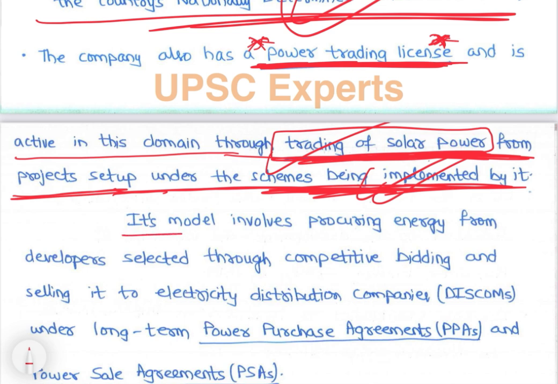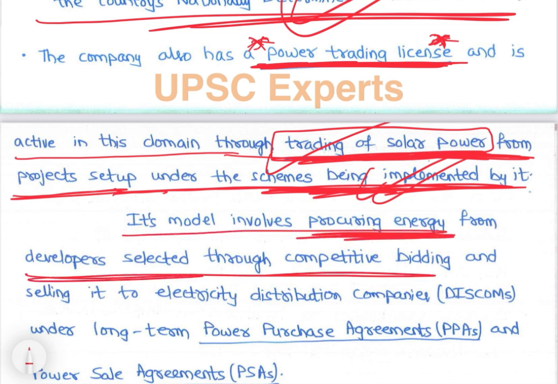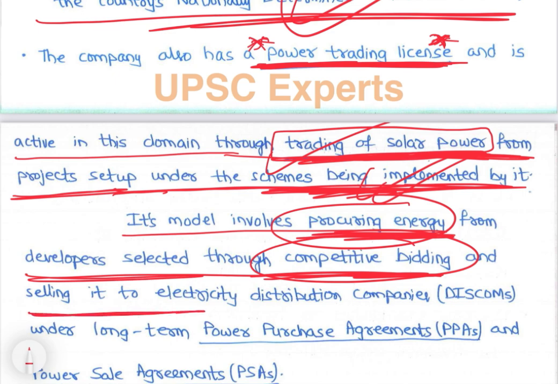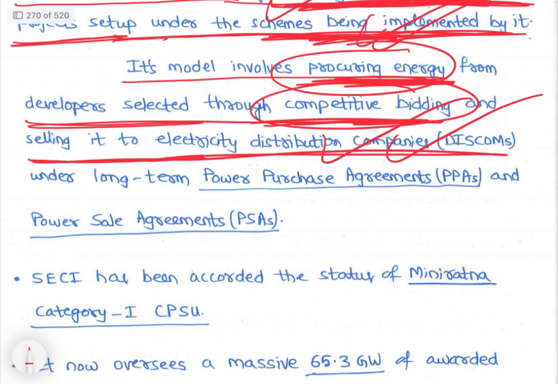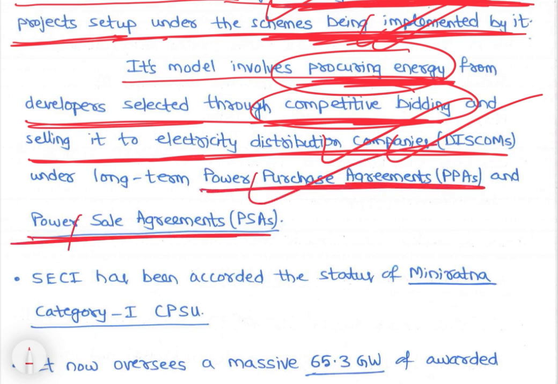So its model involves procuring energy from developers selected through competitive bidding. It can procure solar energy that someone has produced, through competitive bidding, and sell it to electricity distribution companies. So it can sell it to discom companies under long-term power purchase agreements and power sale agreements. So basically it can trade power. It can buy and it can sell to discoms.